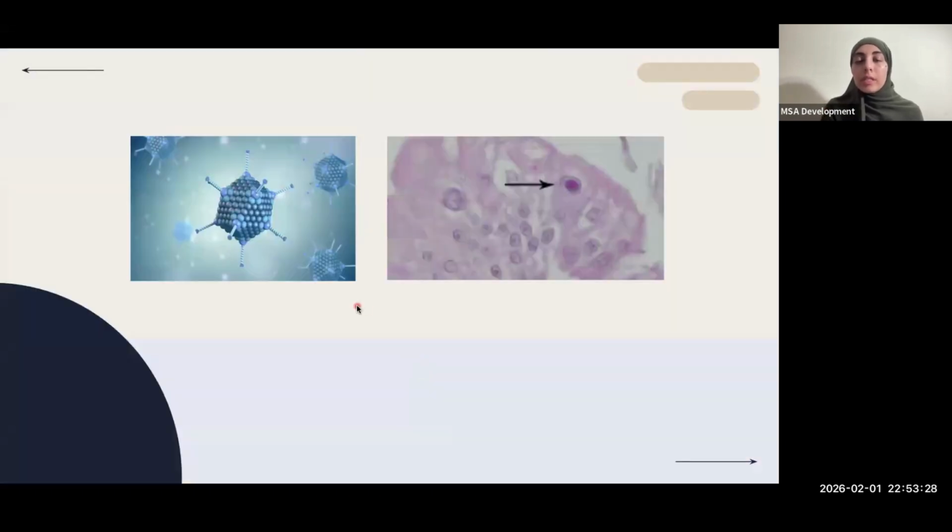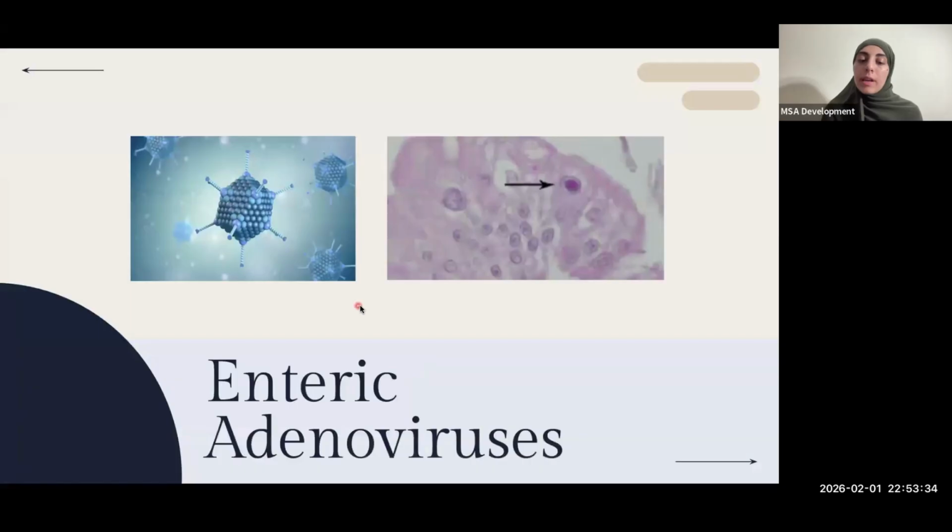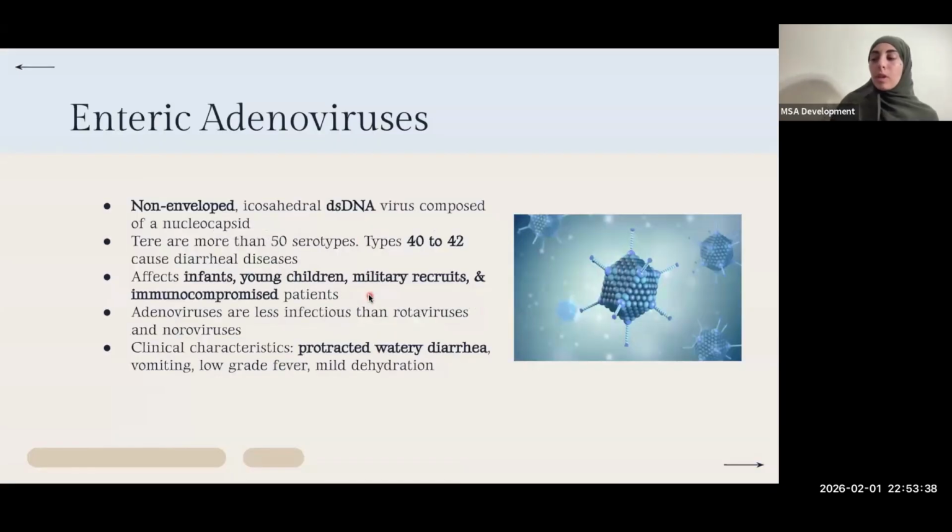Now, next virus is enteric adenovirus, okay? Now, enteric adenovirus, adeno, remember we said rota and noro both have R for RNA, but here adeno doesn't have an R. In fact, it has a D, okay?